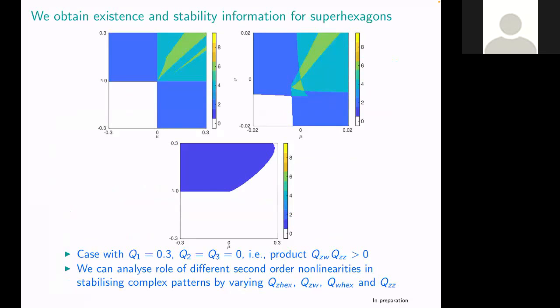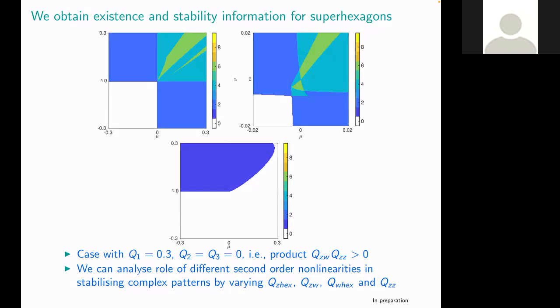Along with this, the other parameters in the system are the actual coefficients of the second order nonlinearities. And for the case we see here, the only non-zero one of them is the u squared term. So there's only q1 there that's non-zero. And in this case, if we calculate the value of these cross products that we talked about, qzw and qzz, the product is greater than zero. Now, why is this interesting? What it says is if this product is greater than zero, then our nonlinearities are actually reinforcing each other. So they're not competing with each other.